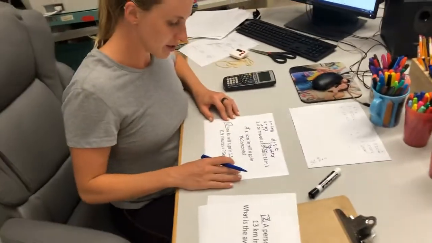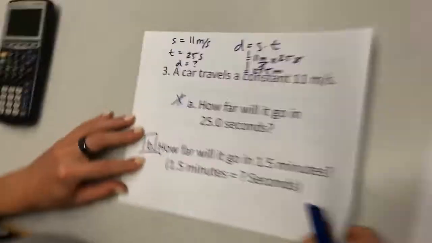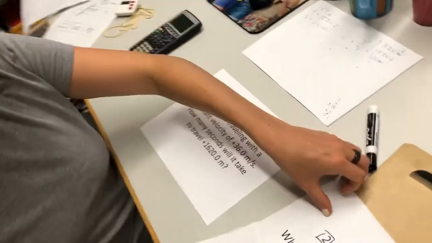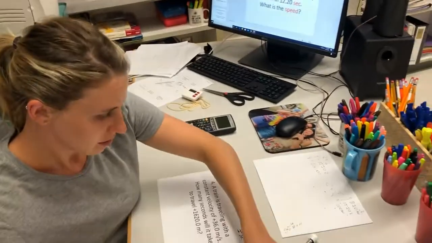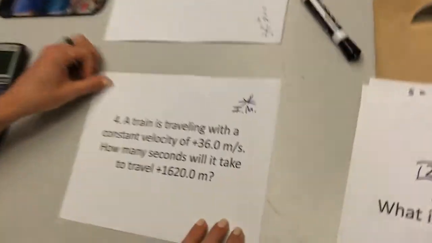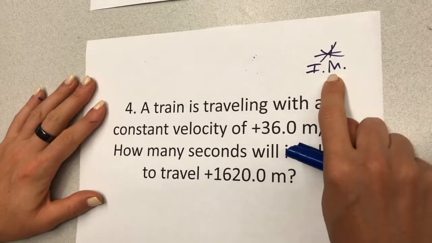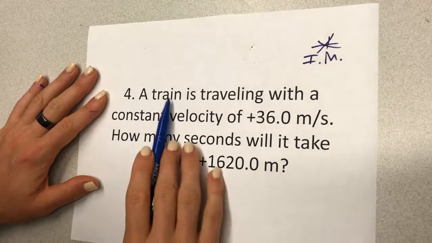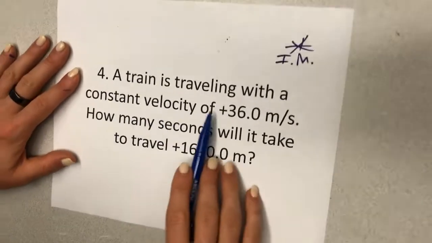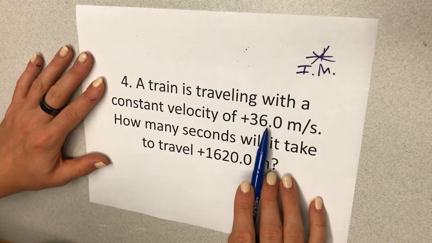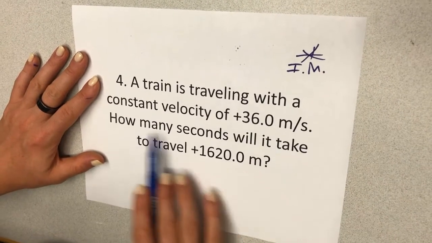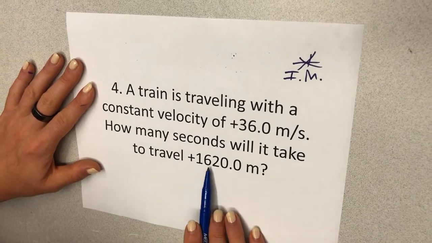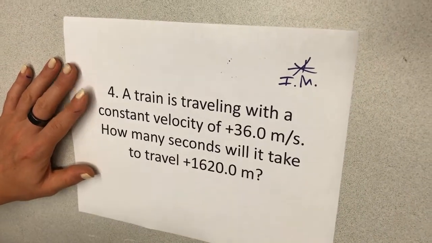I'm going to have you answer this question later. I'm going to put it aside. Okay, I'll show you this at the end. The next one is the last one I'm going to do with you, and I'm just going to information mine it with you. You are going to finish off this problem. All right, a train is traveling with a constant velocity of positive 36.0 meters per second. How many seconds will it take to travel a positive 1,620 meters? That's a lot of words.